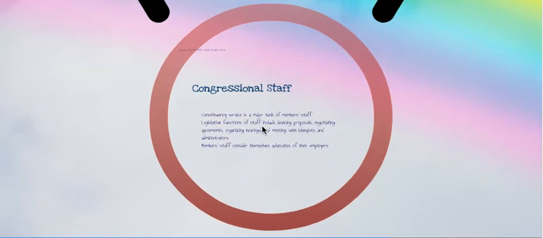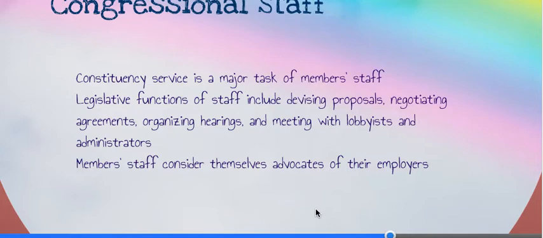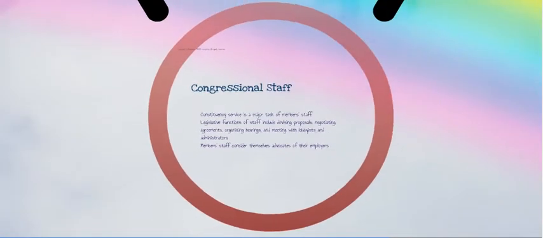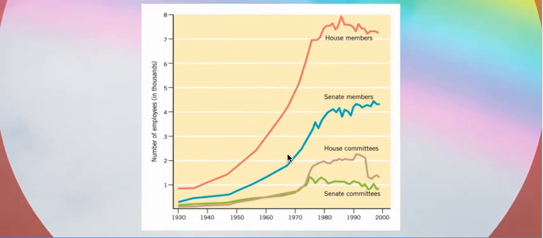All right. Got to have a lot of people to work for these folks in Congress, their staff. The constituency service is a major task of members' staff. Legislative functions of the staff might include devising proposals, negotiating agreements, organizing hearings, and meetings with lobbyists and administrators. Members' staff consider themselves advocates for their employers. So if you're a staffer, say for Mike McIntyre, our representative, these staff members could come to Wilmington and listen to concerns of the constituents and get back to Mike about those. Like I said, Mike, as if I know him personally, not so much.